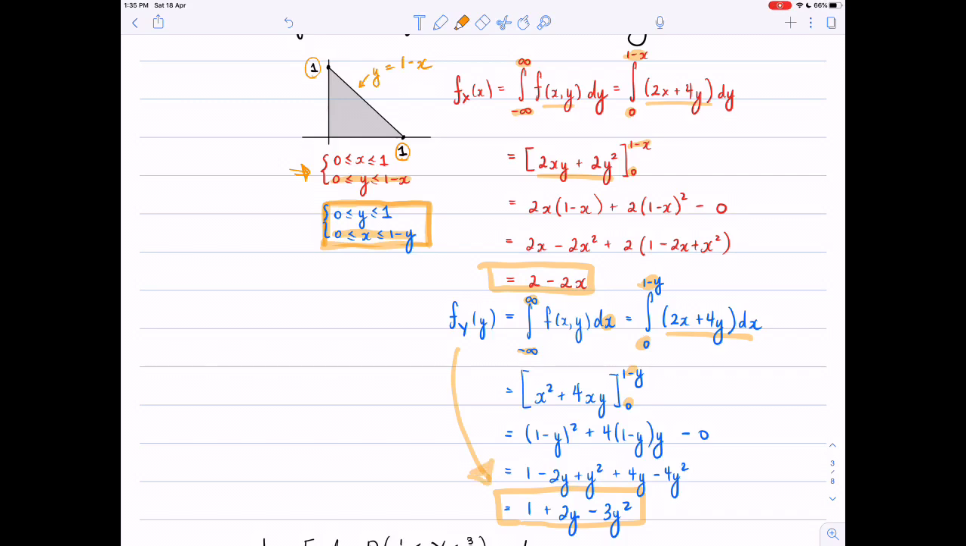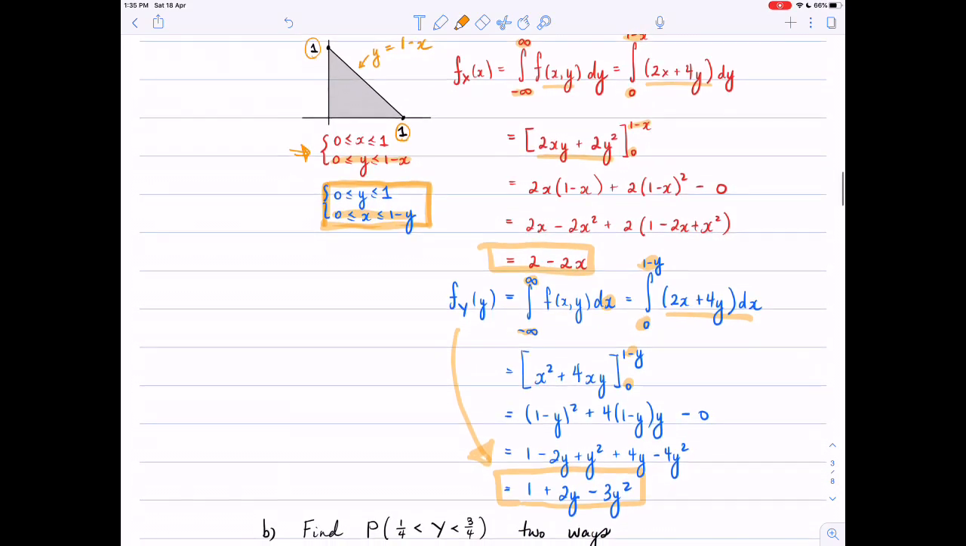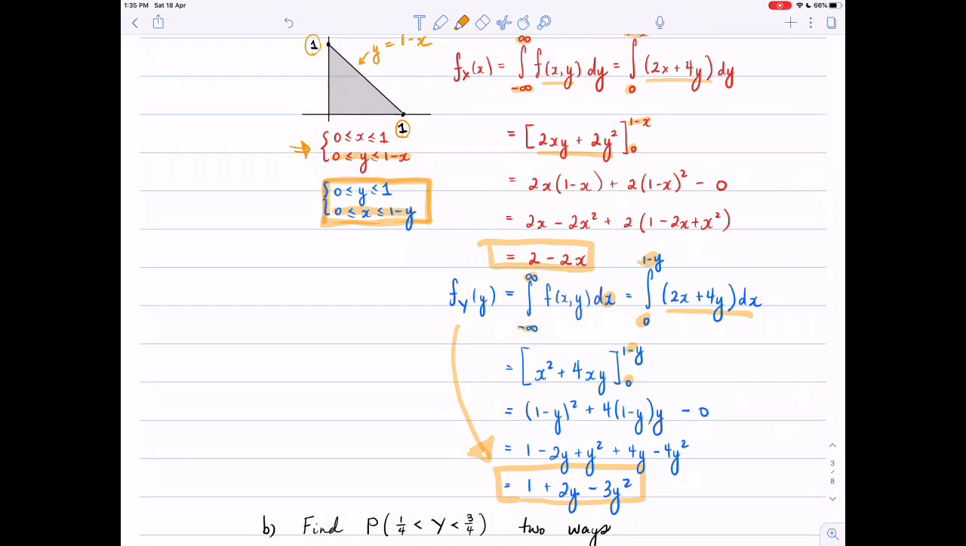So now that we have those, what can we do with them? Well, we can calculate probabilities just like we would in a single variable case. So let's find the probability that 1/4 is less than y is less than 3/4. And we want to find that in two ways. There's actually three ways that we could do it. The first way, which is actually not part of the question, if I want y is 1/4, right?